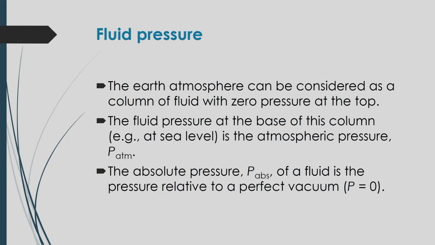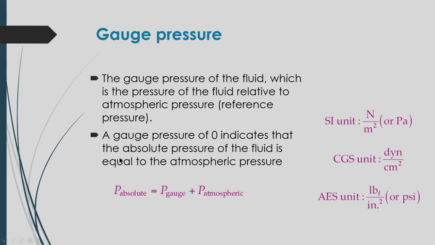Now, the earth's atmosphere can be considered as a column of fluid with 0 pressure at the top, and the fluid pressure at the base of this column, like at sea level, is the atmospheric pressure that you have to consider. The absolute pressure of a fluid is the pressure relative to a perfect vacuum, that is P equal to 0. And gauge pressure is the pressure of the fluid relative to the atmospheric pressure, which is the reference pressure. A gauge pressure of 0 indicates that the absolute pressure of the fluid is equal to the atmospheric pressure.